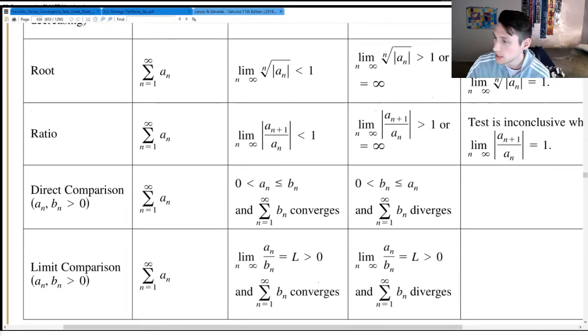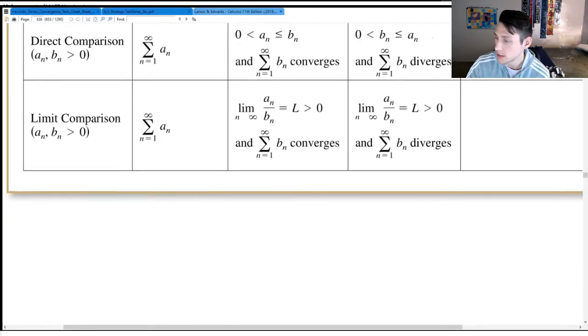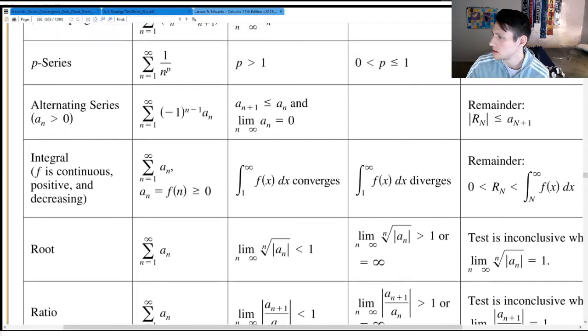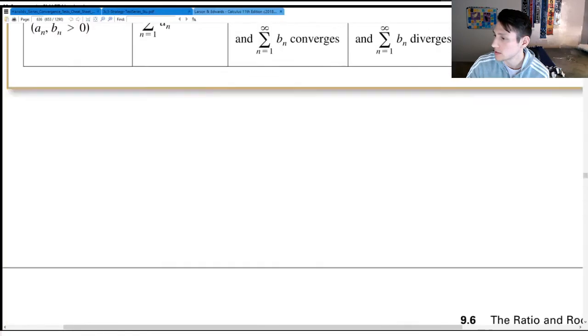Limit comparison we did not do. It's related to the comparison test, but we don't need to do it. And that's kind of our summary.